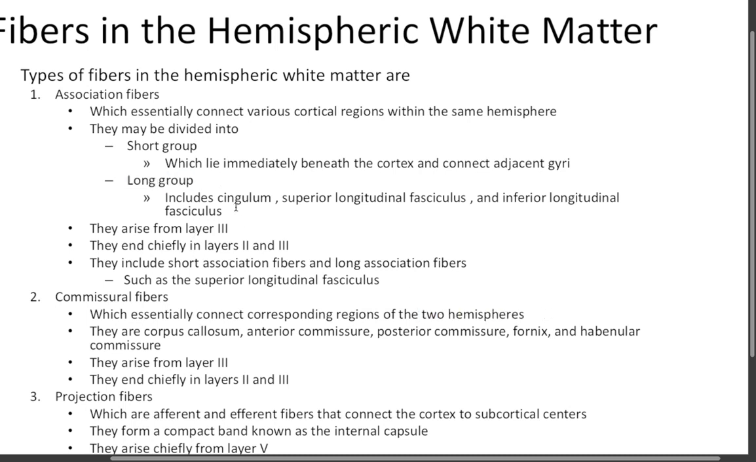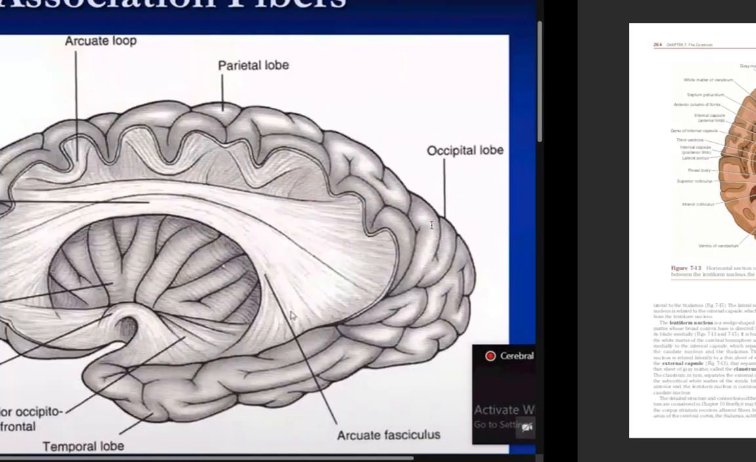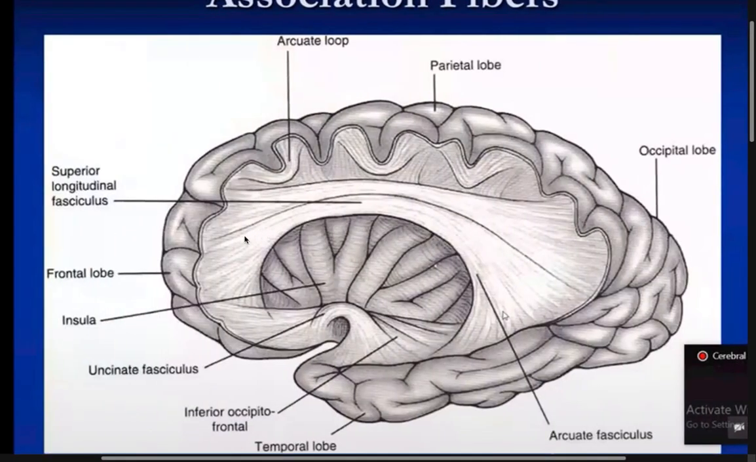Anyway, the longer group includes the cingulum, the fasciculus, the superior one, the inferior one, the arcuate one. If you just observe this one here, this is the superior longitudinal fasciculus, and the doctor said that it connects the interior, the inside part of the frontal lobe going to both the occipital and the temporal lobe.